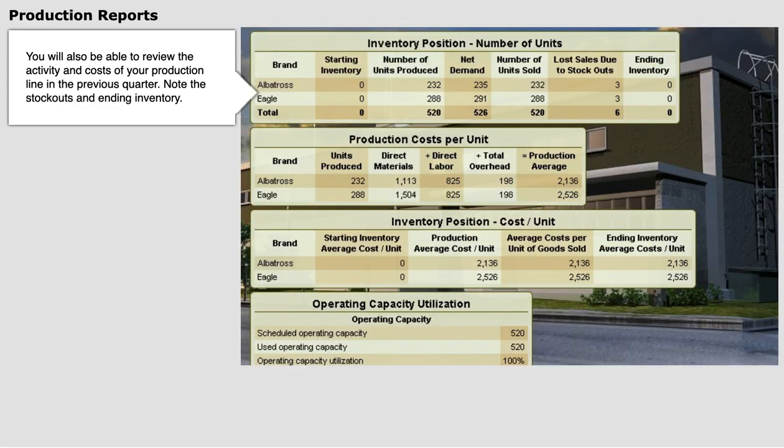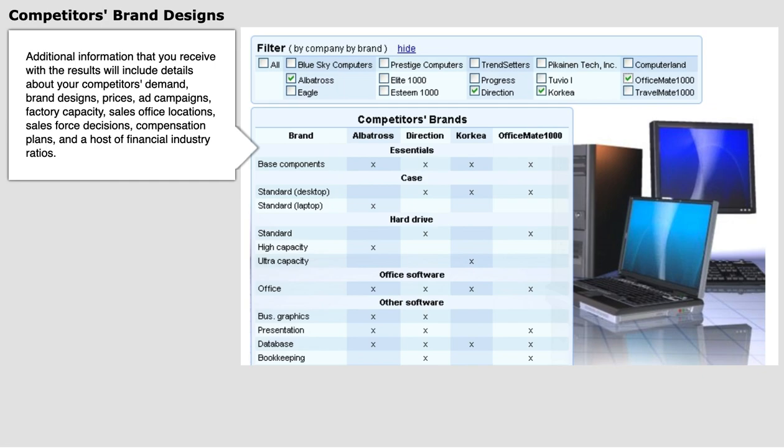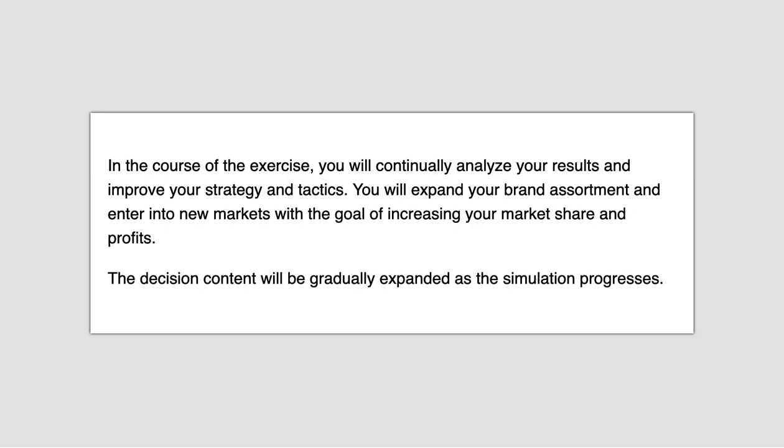You will also be able to review the activity and costs of your production line in the previous quarter. Note the stockouts and ending inventory. Additional information that you receive with the results will include details about your competitors' demand, brand designs, and their reliability, prices, ad campaigns, factory and sales office locations, Salesforce and web support decisions, workers' compensation plans, and a host of financial industry ratios.